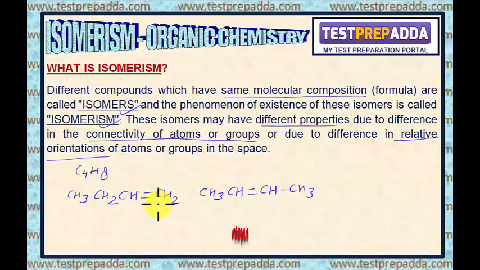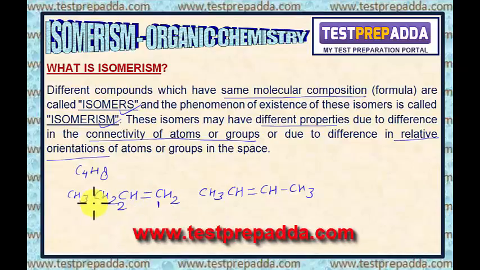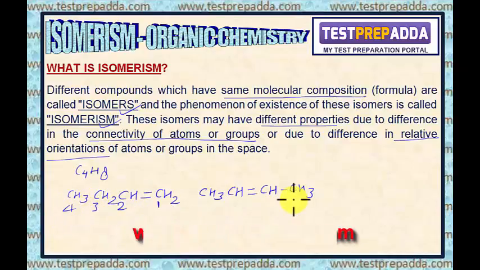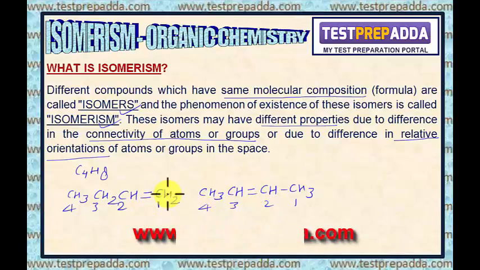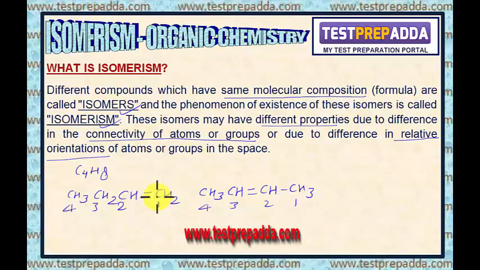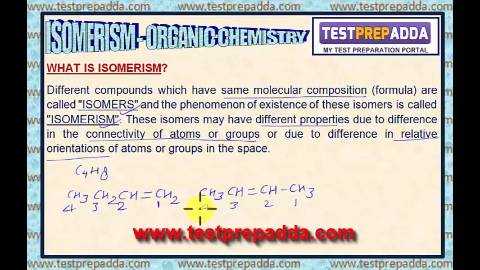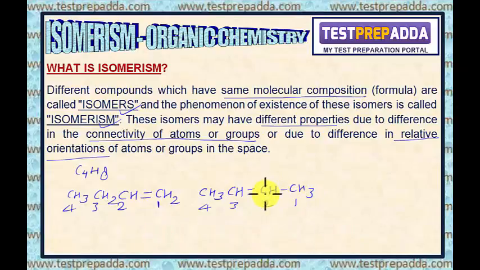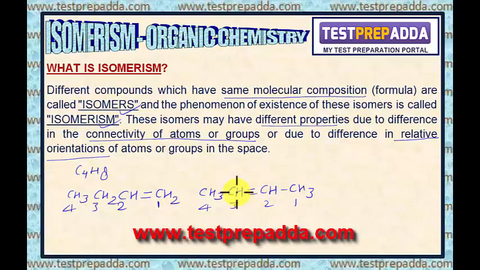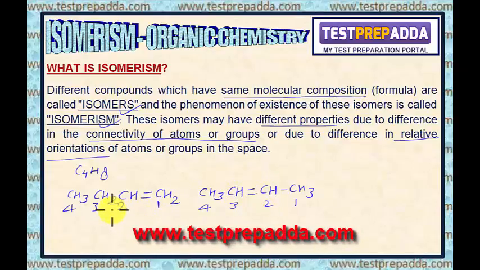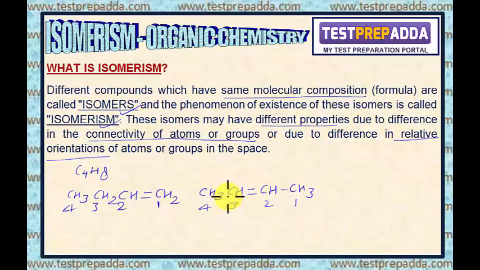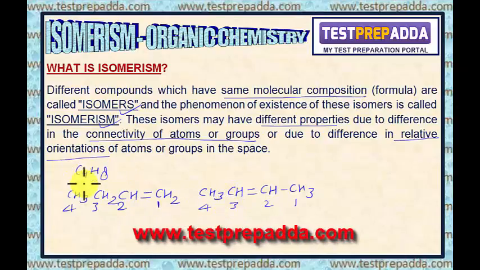Where is the difference? Here if I say 1, 2, 3, 4, and here 1, 2, 3, 4, you can see here the double bond is present at the first carbon, between carbon 1 and 2. Here the double bond is present at the second, so basically between the second and third carbon. So the connectivity is different. So these two compounds we can write with the help of this molecular composition.